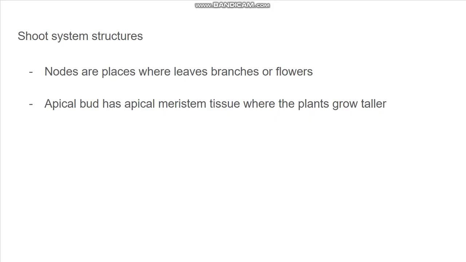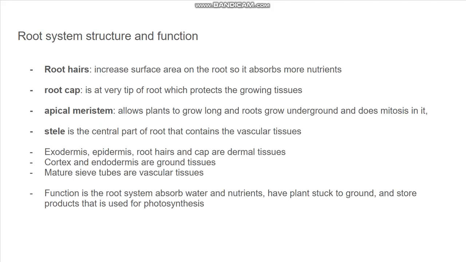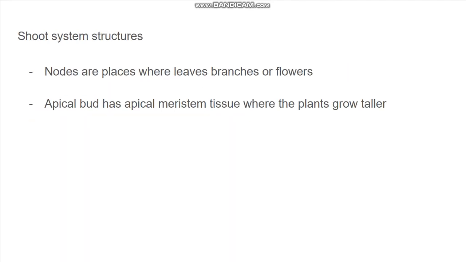And then the apical bud has apical meristem, which, if we remember, is what allowed plants to grow, and it does mitosis in it. So the apical bud has apical meristem tissue where the plants grow taller, and the apical meristem does mitosis in it.